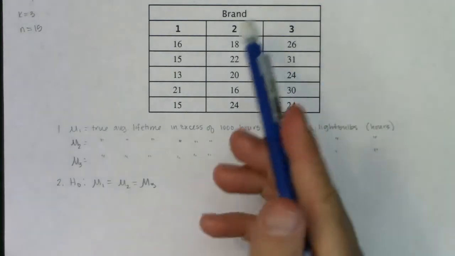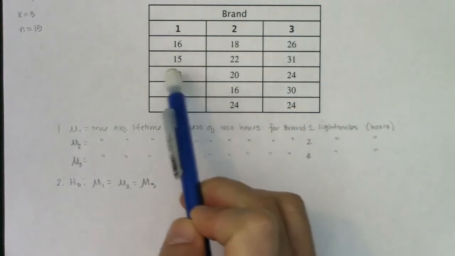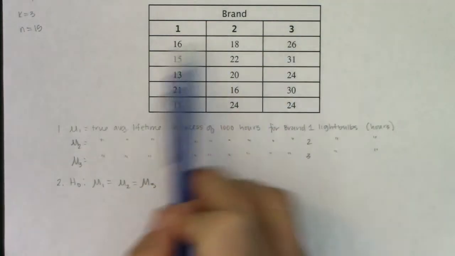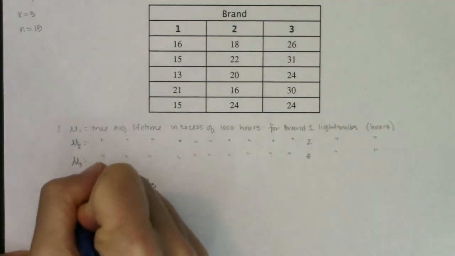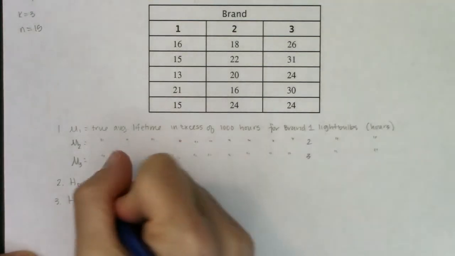Like, I could see it being possible that these 2 are equal to each other, even though these numbers are slightly higher. I could see that happening just by chance, but the discrepancy between brand 1 and brand 3 looks to be extreme. So in terms of the alternate, all right, I'm gonna say at least 2 of the group means are not equal.